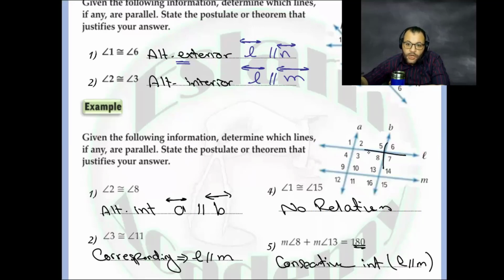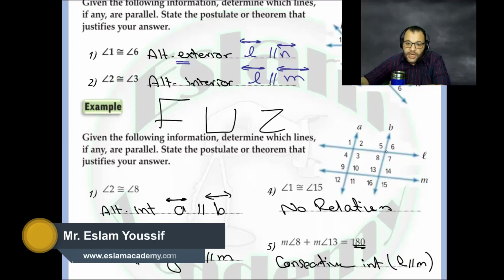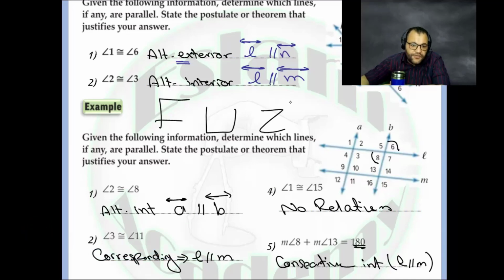No. The only three relations that we have are F, U, and Z. I didn't say X. X is for vertical, opposite angles, so there is no relation between them, which means there is no relation that gives you parallel. The only relations we have are corresponding, alternate interior or exterior, or consecutive interior. Is this relation one of them? No, it's not. So there is no parallel.